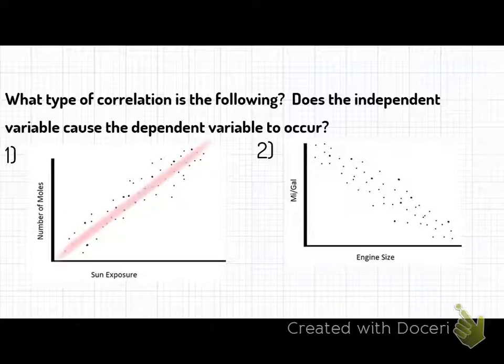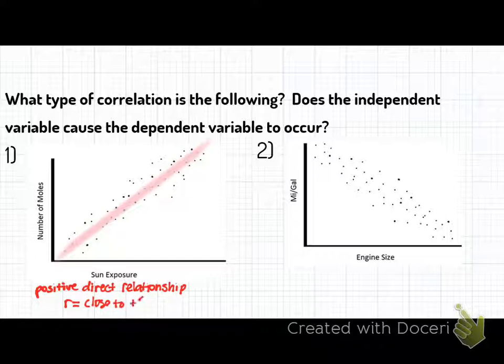I could draw a line here. This is called the line of fit. You see how all the dots are close to this line and they're all close together? Since it's going up, we say it's a positive direct relationship. And since all the dots are close together, we also say that the R value is close to 1.